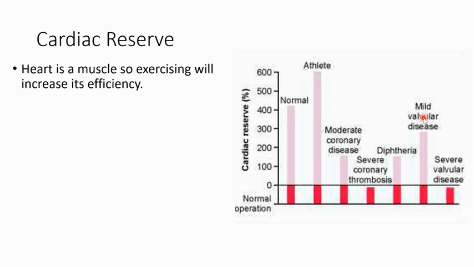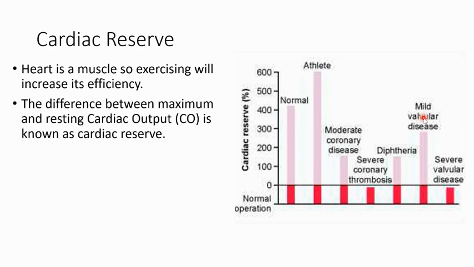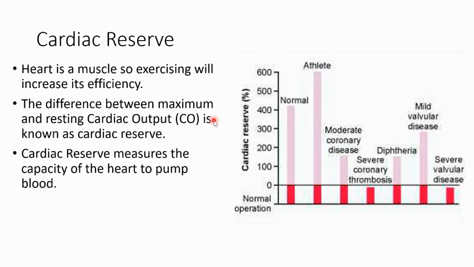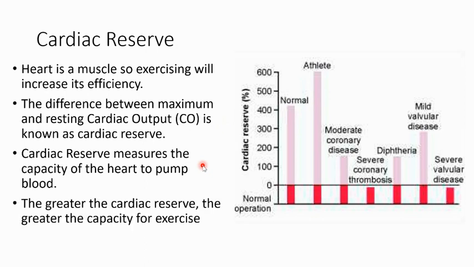So the heart is a muscle, so exercising is going to increase its efficiency, meaning it's just going to work better if you exercise. The difference between the maximum and resting cardiac output is cardiac reserve. Cardiac reserve measures the capacity of the heart to pump blood. So, how much blood are you pumping when you're at rest versus how much blood are you pumping when you're active? And the difference between the two is cardiac reserve. The greater the cardiac reserve, the greater the capacity for exercise.